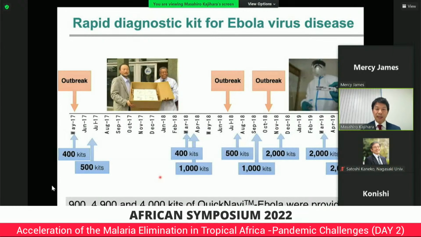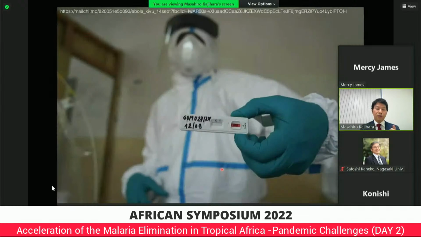We already donated these kits to DR Congo to control the Ebola virus outbreak in 2017 to 2019. Actually, this Quicknavi Ebola has already been used in DR Congo to control the disease. And the Pharmaceuticals and Medical Devices Agency in Japan approved this device in 2021.